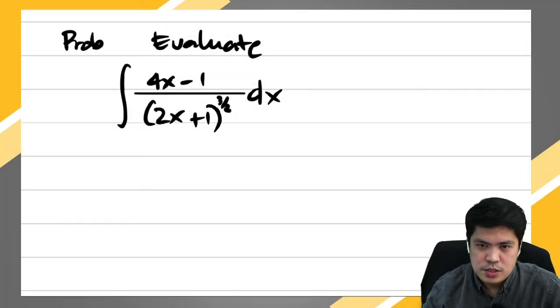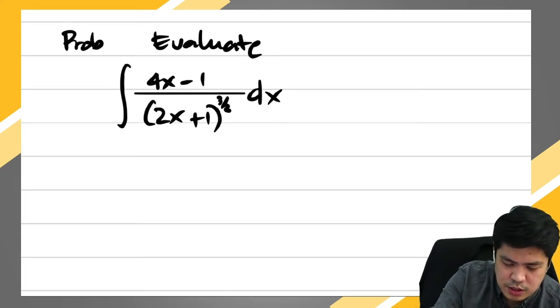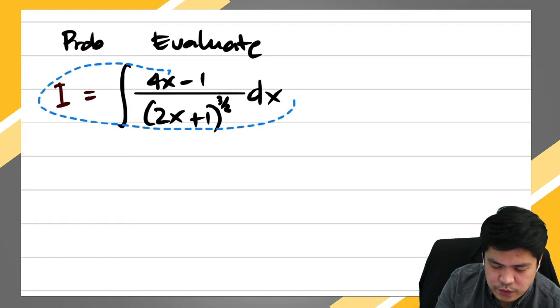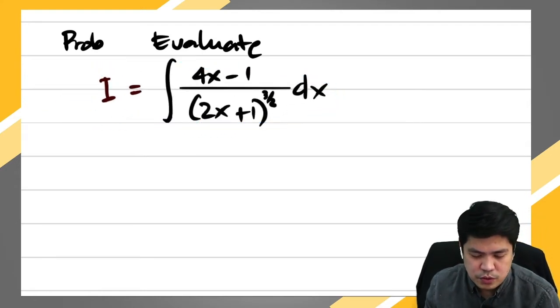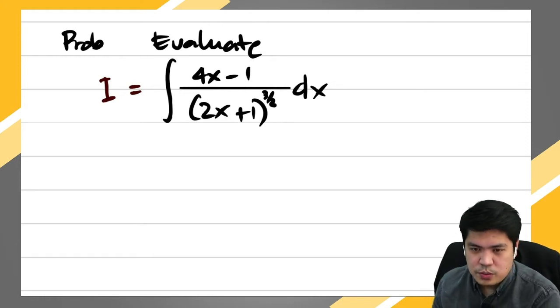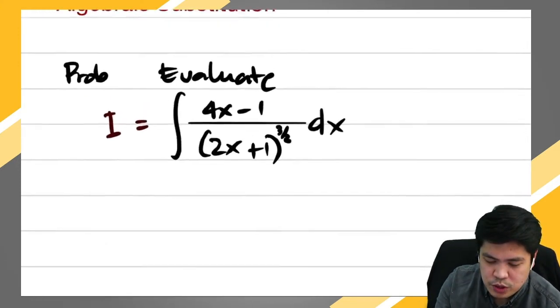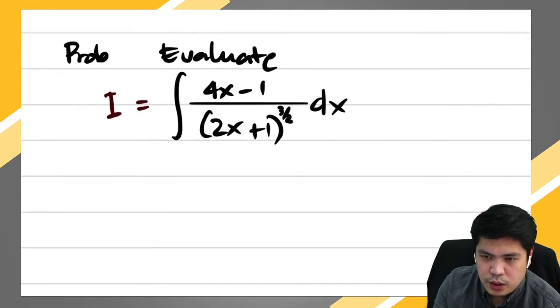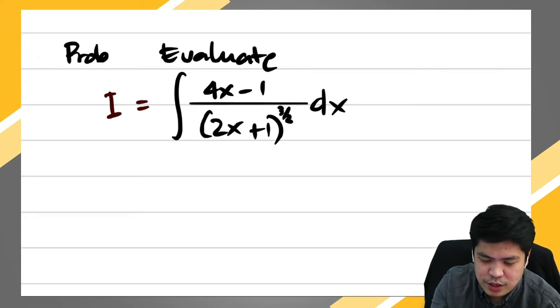For this problem, we need to evaluate this integral. Let's call this I. So I is equal to the integral of 4x minus 1 over the quantity 2x plus 1 raised to 3 halves dx. If you recall the formulas for integration, we cannot apply any formula directly to this integral because it is complicated.